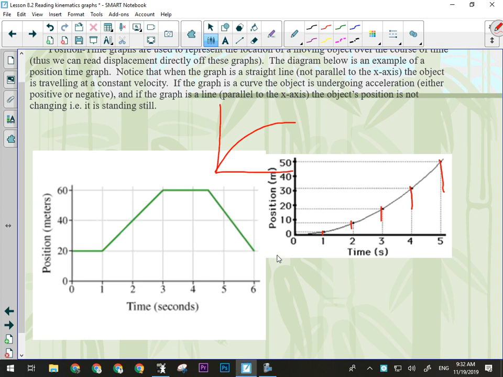So, things we can read off of a position versus time graph. If I look at this graph here on the left, can I tell where the object is at all times? Yes. So one of the things I can read off a position-time graph is position, and the other thing is time. That's true for all graphs. Whatever's on the graph is what you can read directly. I can calculate a few other things from this graph. I can calculate the displacement, because position is on here, and displacement is really just a change in position. I can also calculate average velocity.